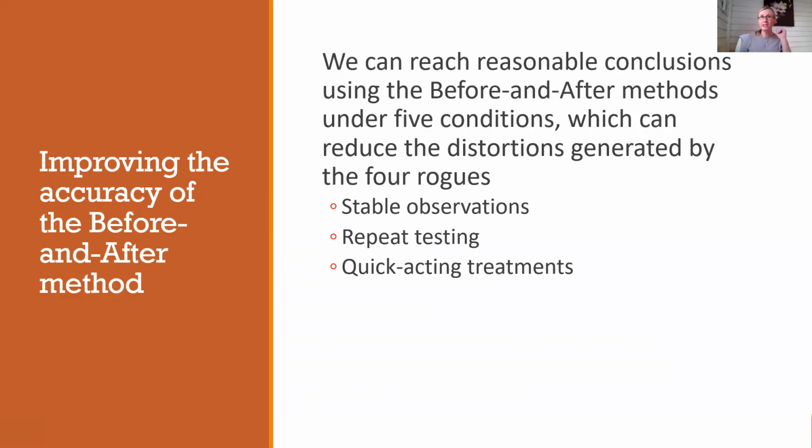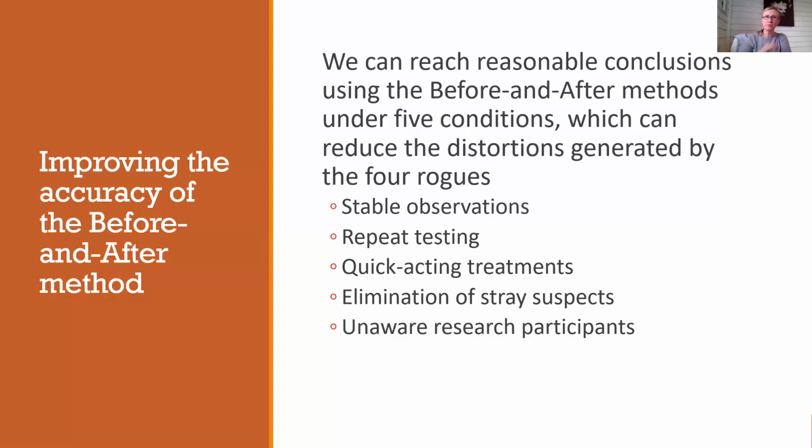We can use quick acting treatments. So if somebody has a headache and we give them a pill and say, yeah, it might not help your headache for about 3 weeks. Well, if the person still has a headache at the end of 3 weeks, then we can't be sure that medication did anything at all. We can eliminate any stray suspects, which means we can control for outside variables. And that's why having control variables is really important to our research.